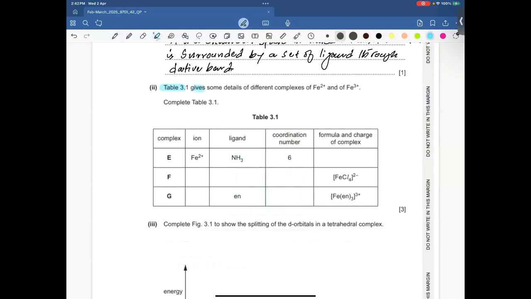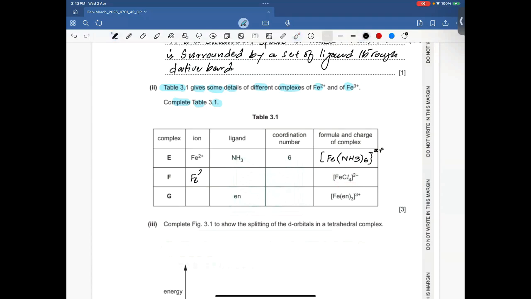Table 3.1 gives some details of different complexes of Fe2+ and Fe3+. Complete table 3.1. If the transition metal ion is Fe2+, the ligand is ammonia, and the coordination number is 6, the formula is going to be Fe(NH3)6 with an overall charge of 2+. Now in this complex ion, the oxidation state of iron is 2+.